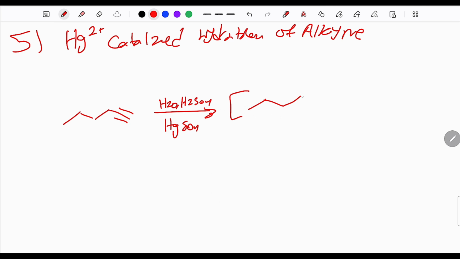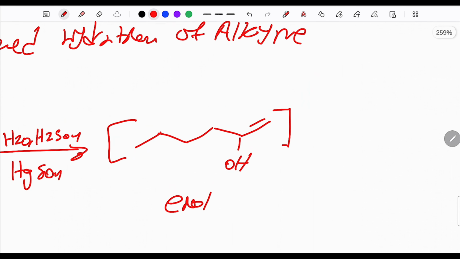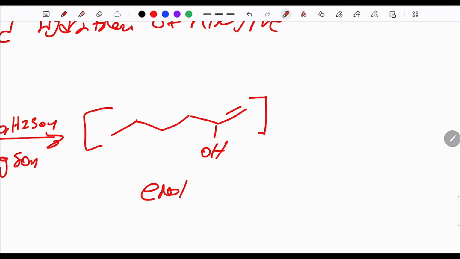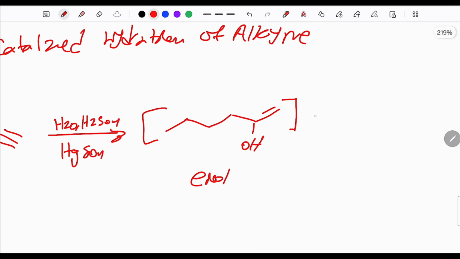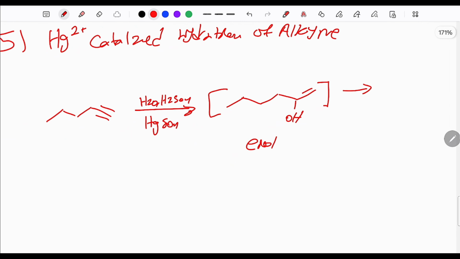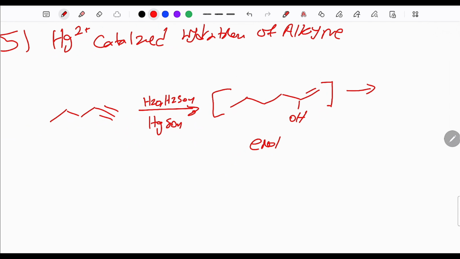So 1, 2, 3, 4, 1, 2, 3, 4, 5, and 6. There will be a double bond here and an alcohol. So this gives me this intermediate called an enol. What is an enol? Well, an enol means that we have an alkene and an alcohol, so that's the term enol.